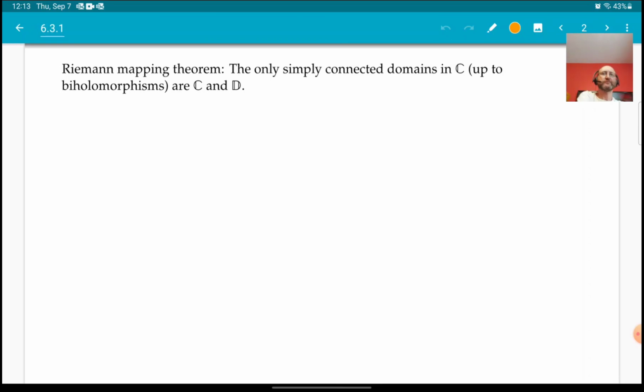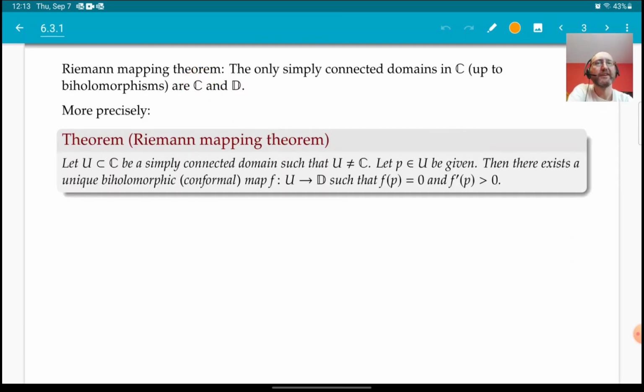All right. So what does the Riemann mapping theorem say? It really says that up to biholomorphisms, the only simply connected domains in C are C and D. And if you generalize this to manifolds, you're also going to get the Riemann sphere, but that's it. So, more precisely, it says a little bit more.